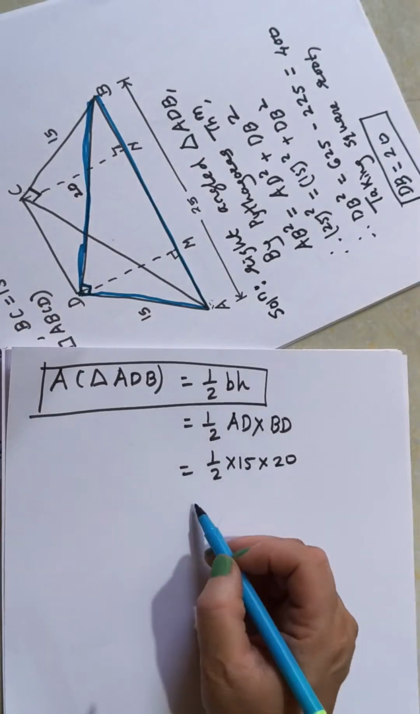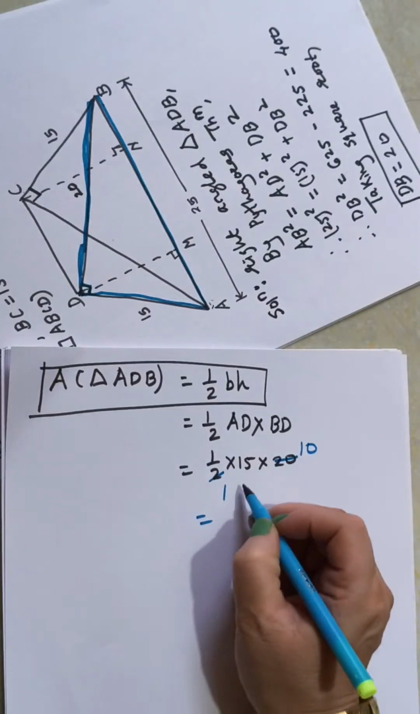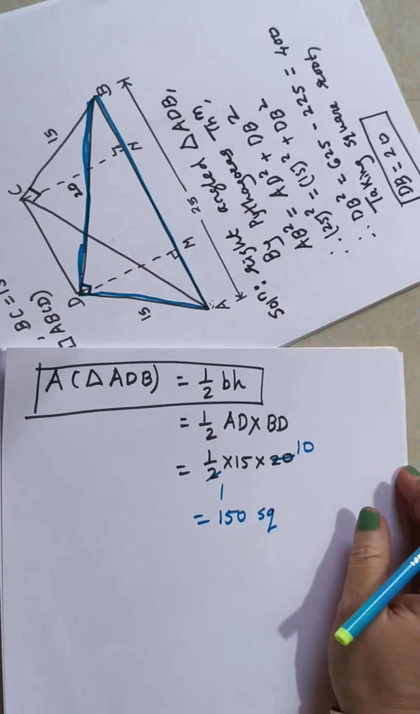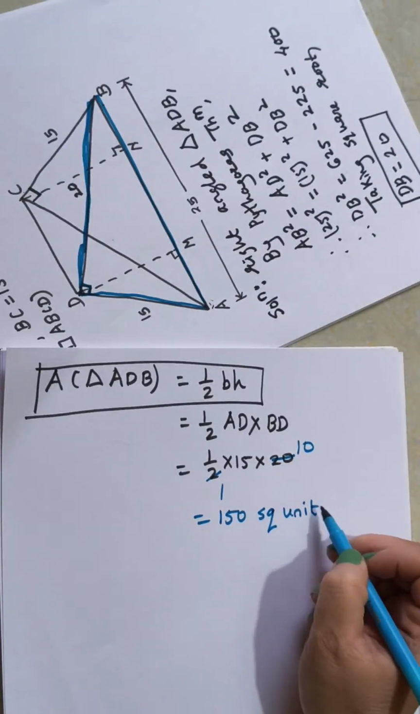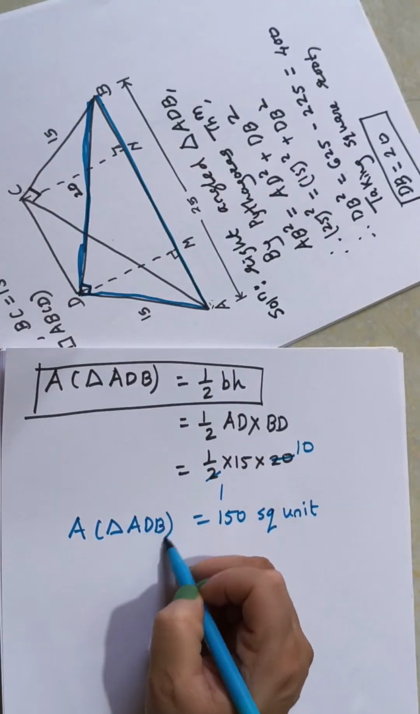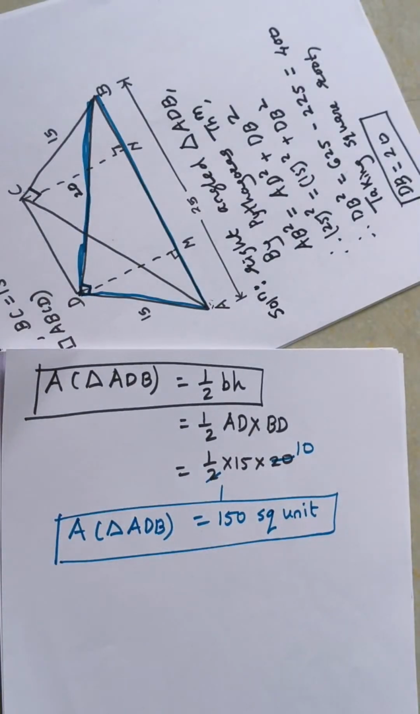Correct. So let us do division now. 2 ones are 2, 2 tens are 20. And 15 into 10, that is 150 square unit. So what is the area of triangle ADB? It is 150 square unit. So everybody got this correctly? Yes, Shrutika and Geet. So till here everything is clear, or you have any question in your mind? You can ask me if you have any question in mind.